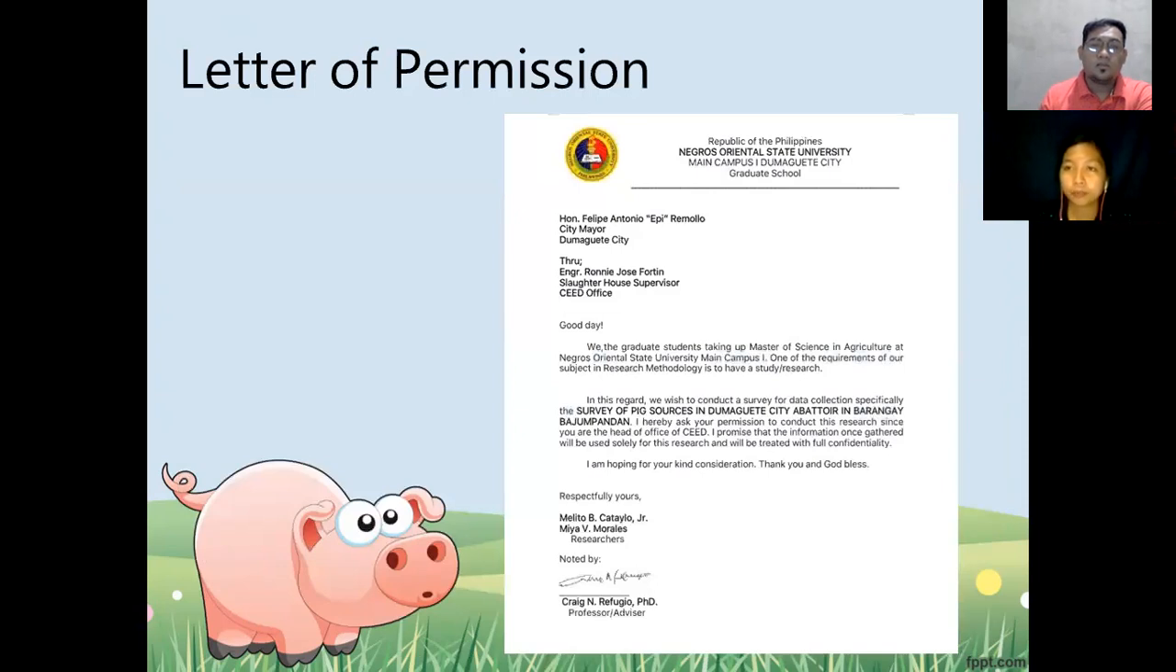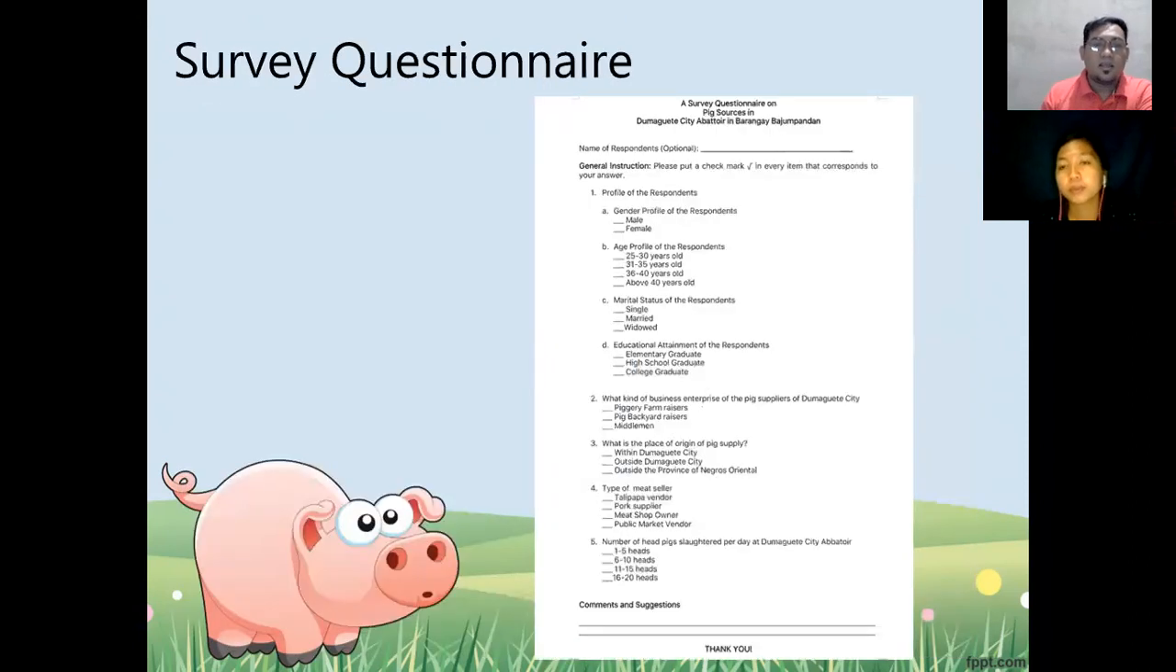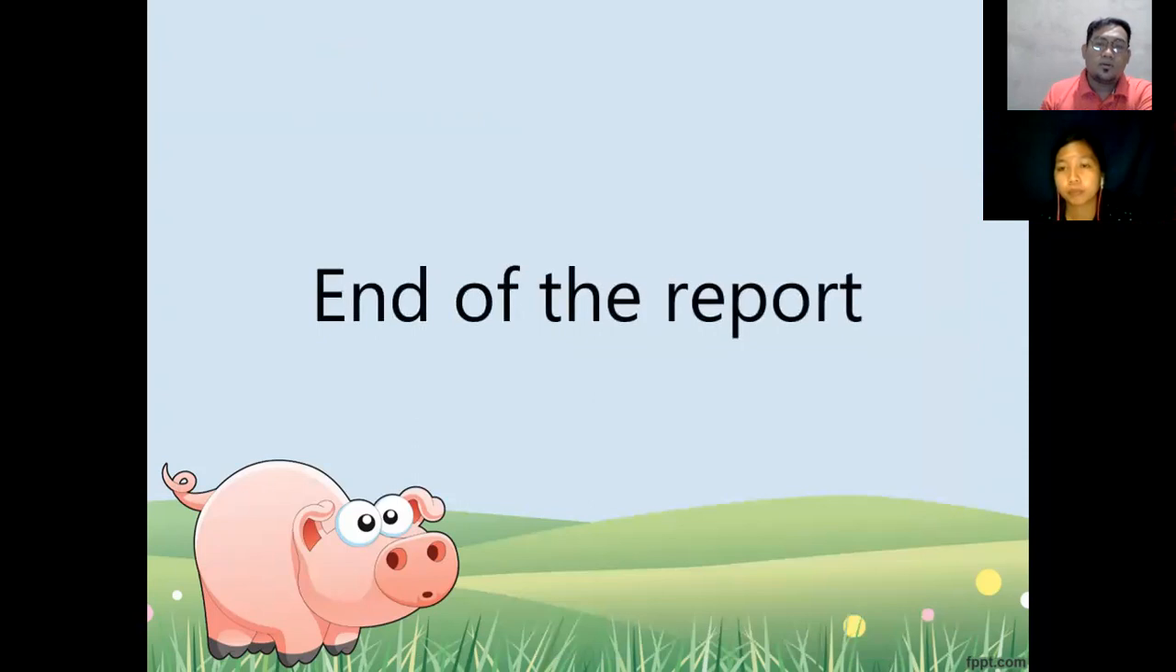So the appendix section is composed of the letter of permission used for gathering data from the abattoir, informed consent for the participants that will participate in our study, and the survey questionnaires, our research instrument, to gather data. So that ends our research proposal.